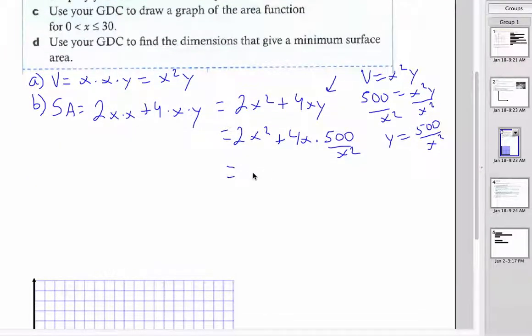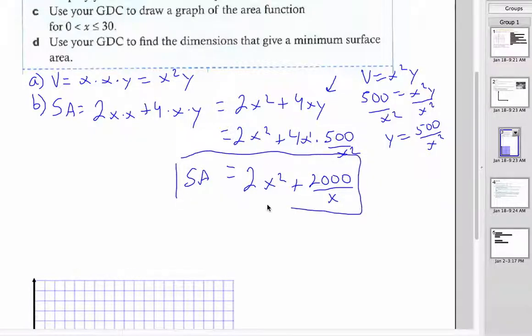Okay, and that equals 2x squared plus 4 times 500, which is 2,000, and x to the power of 1 divided by x to the power of 2, we get just x. So this is our equation for surface area.